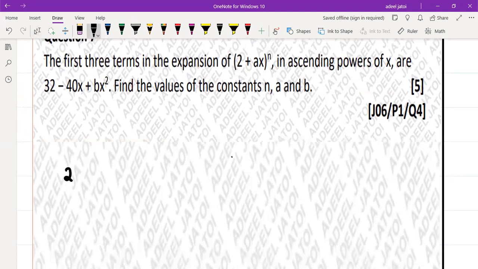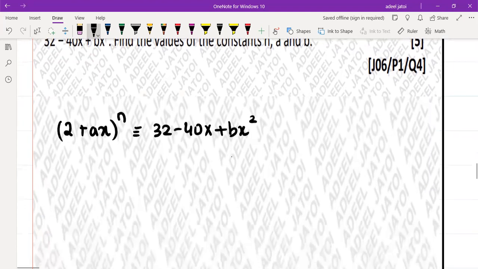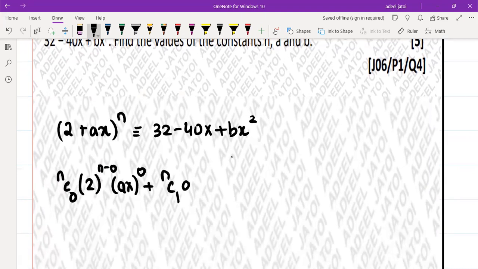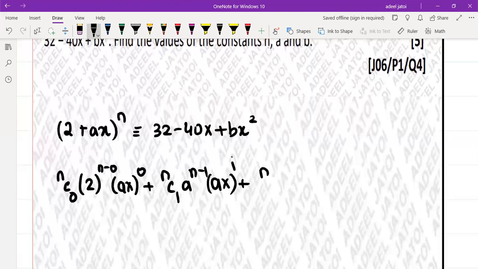So (2 + ax)^n. This clearly means that if I expand this, we should be getting 32 - 40x + bx^2. So nC0, 2^(n-0), (ax)^0 will be the first term. nC1, 2^(n-1), (ax)^1 should be the second term. nC2, 2^(n-2), (ax)^2 should be the third term.